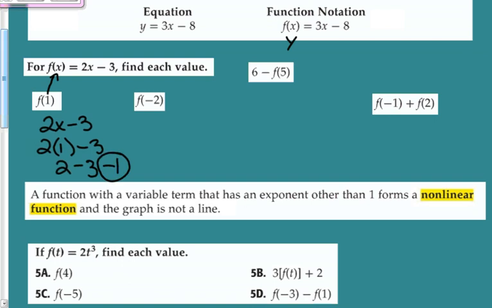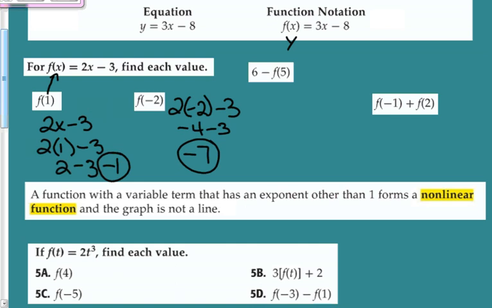We'll do the same thing now. We're going to put a negative 2 in place of x. So it's going to be 2 times negative 2 minus 3. That makes negative 4 minus 3. Negative 7 is the answer to this one.